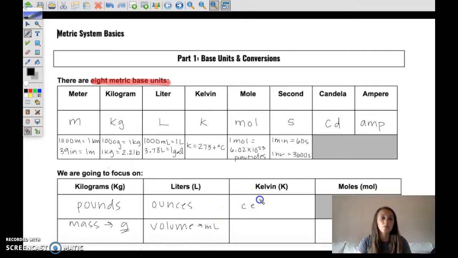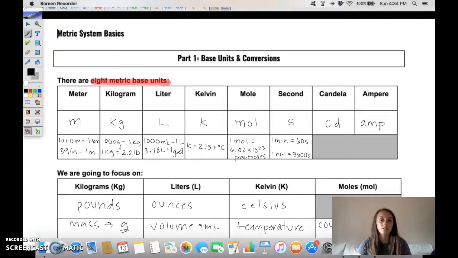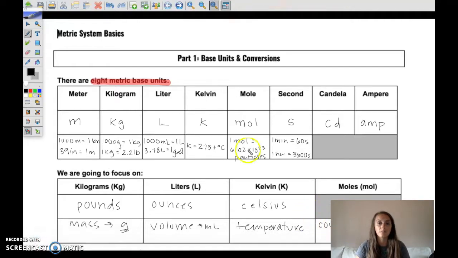Temperature, like I said before, we're going to be focusing on Celsius. All of our thermometers are Celsius based. And the mole doesn't have an English system equivalent, but we have to remember it's used for counting the number of atoms or molecules. And that part you're going to have to be a little verbal on.